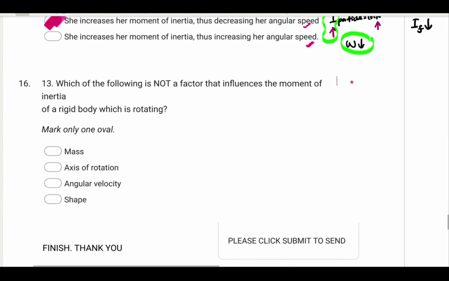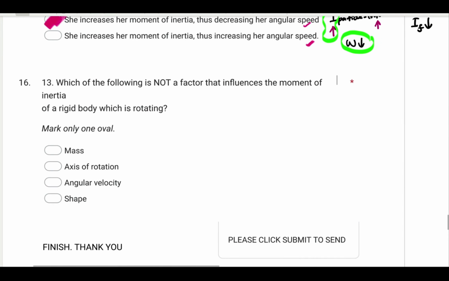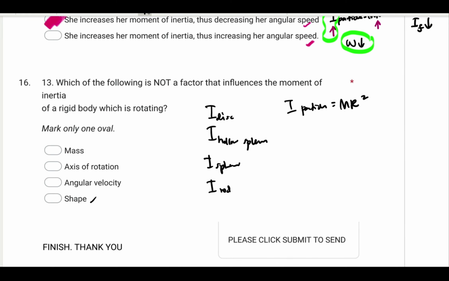Alright, question number 13. Which of the following is not a factor that influences the moment of inertia of a rigid body which is rotating? Okay, so remember the moment of inertia depends on the shape, right? So ini betul lah. Kita ada disc, hollow sphere, kan? Kita ada sphere, kita ada cylinder ataupun rod. Okay, and then kalau particle, dia adalah mr².